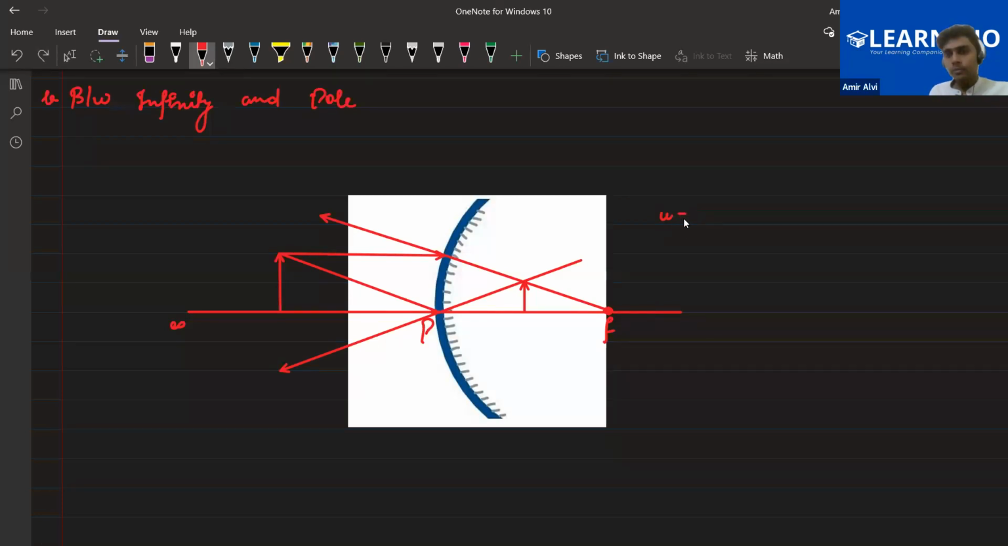is basically between infinity and pole. V will always be behind the mirror. There isn't any specific location, so it will always be behind the mirror. Okay, and can anybody tell me the nature of the image? Virtual and erect. Virtual and erect, very good. And diminished. Not highly, only diminished.